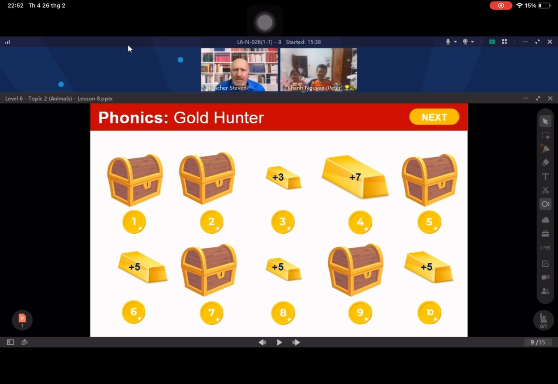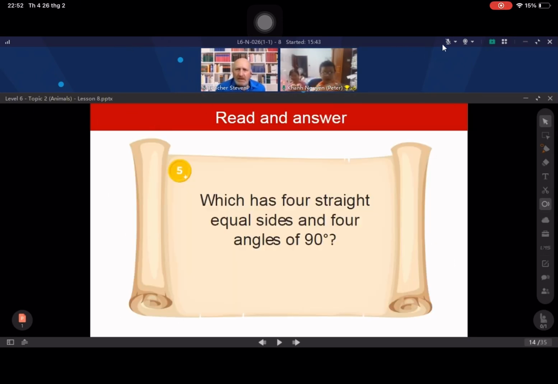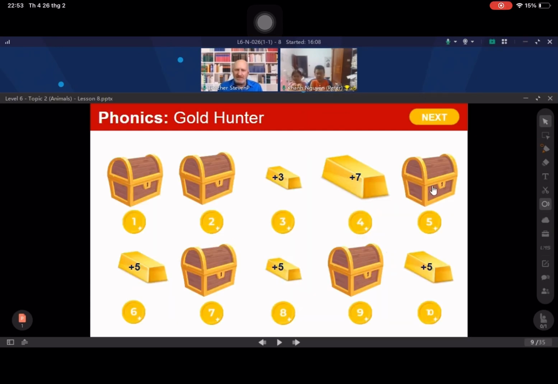Okay, Mia. Choose number 5. What do you think? Square, that's right. A square has 4 straight equal sides and 4 angles of 90 degrees. Good job. Thank you. Very nice. Okay, that was number 5. Okay, 3 points. Well done.